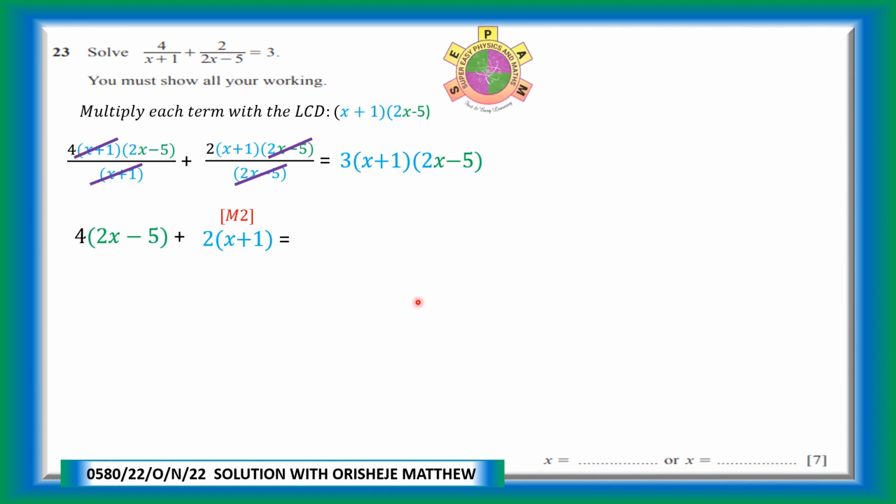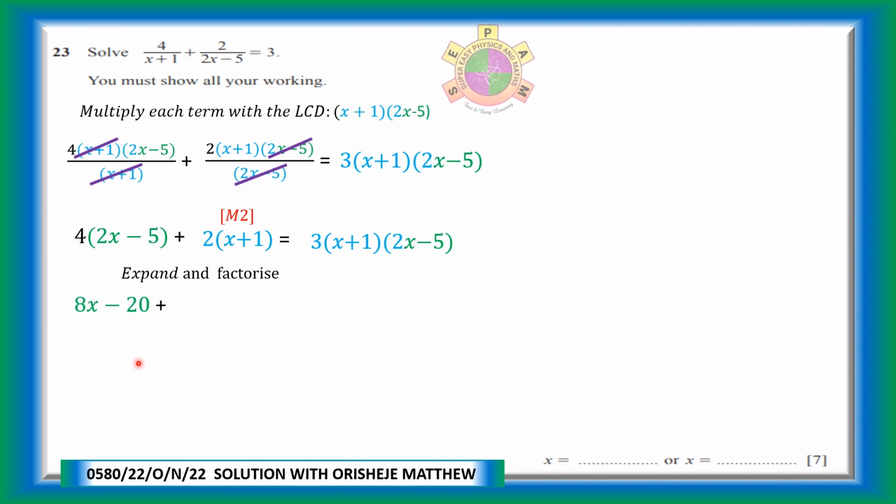So for getting to this level, you have your method mark. So that is 2 marks. Then multiply out the right hand side. By so doing, we have eliminated the denominator. So it's now a linear equation. So next thing, let's expand and factorize. Then you collect like terms.